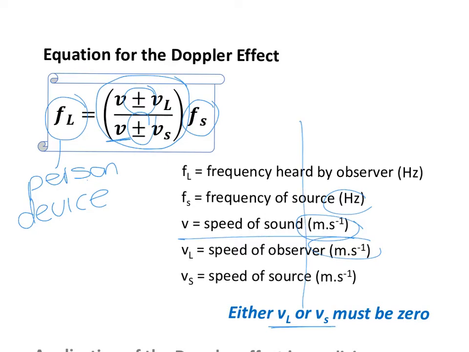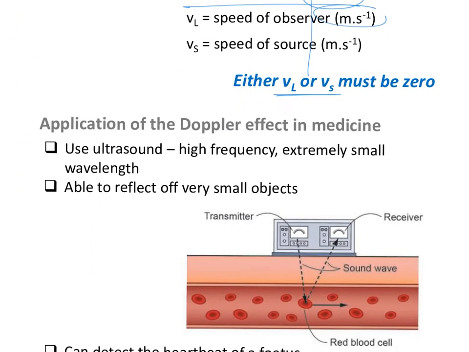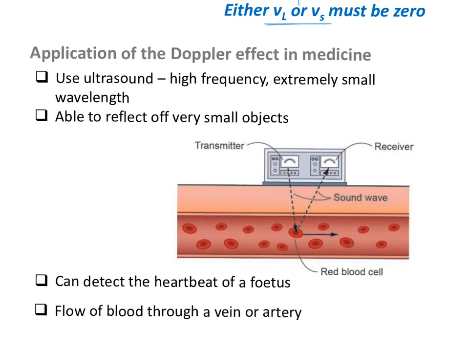Now, there we go. What we need to realize is we can apply the Doppler effect in medicine. It's got a very good use in medicine. When it comes to medicine, we use it in what we call Doppler flow meters. It's used to measure how fast blood is moving through veins. It's also used to measure the heartbeat of the fetus of a baby.